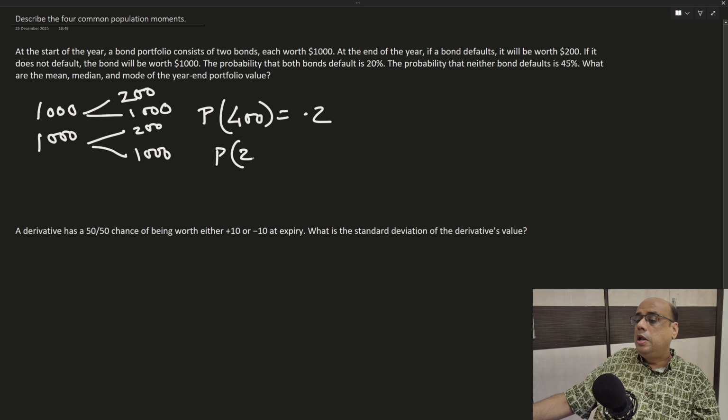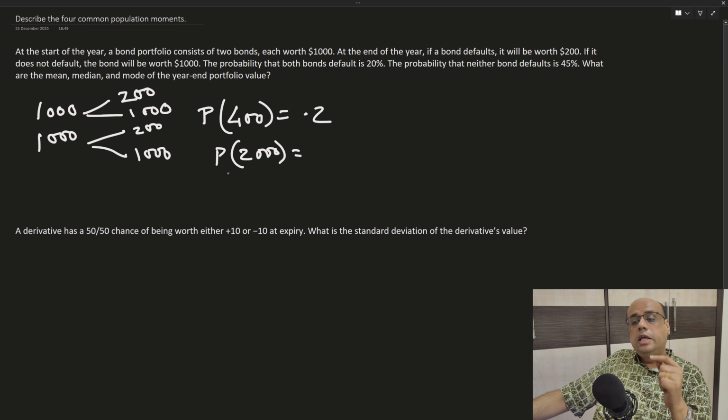Similarly, what is the probability that the portfolio value is 2000? When is the portfolio value 2000? When neither of the bonds defaults and each one of their values continues to be 1000. So what is the probability that both the bonds survive, which is neither bond defaults? This is 0.45, right? So now we have to find the mean.